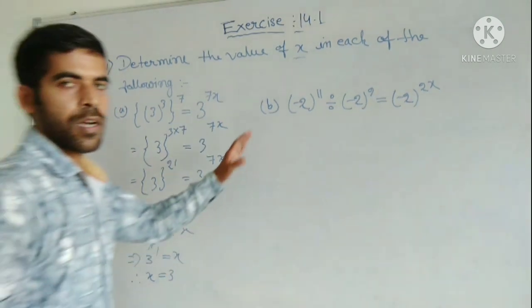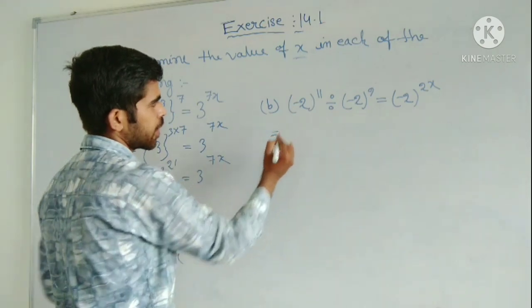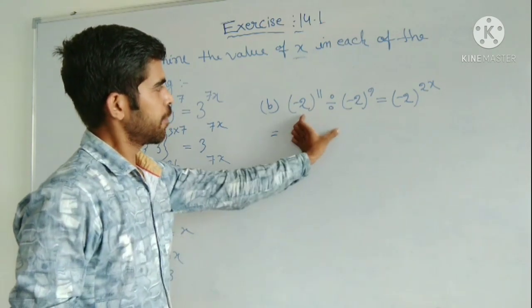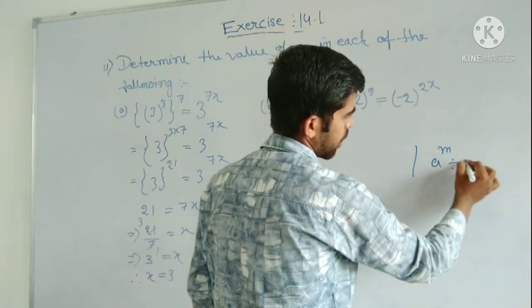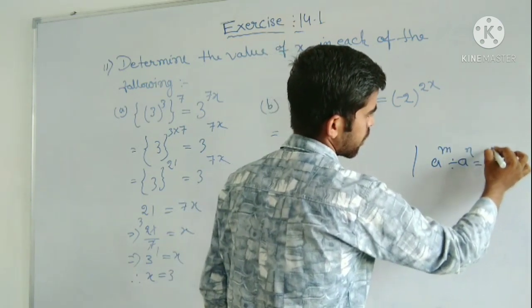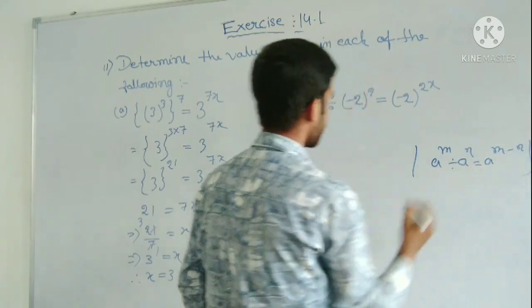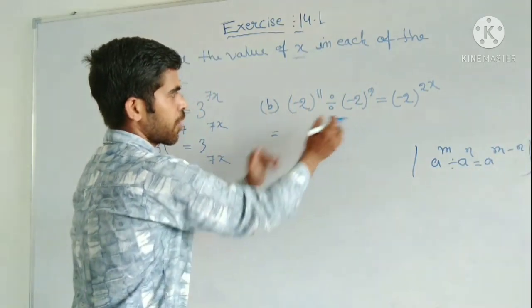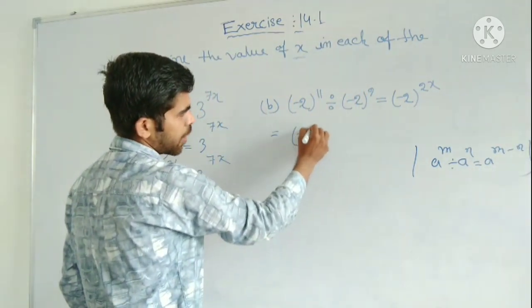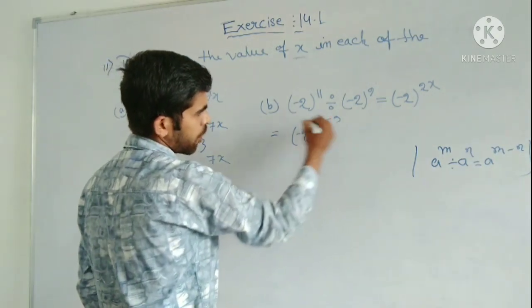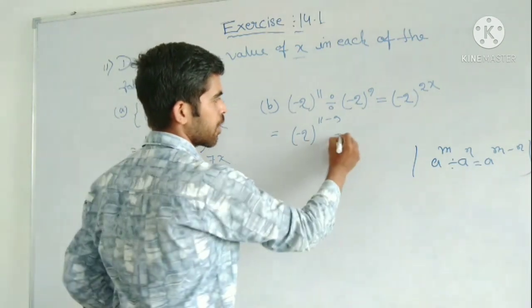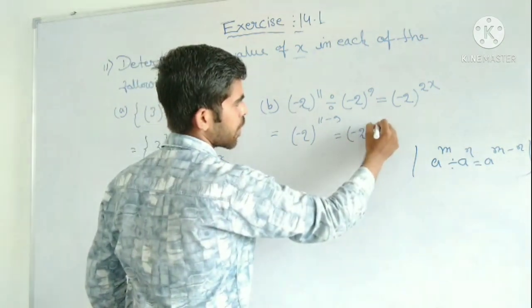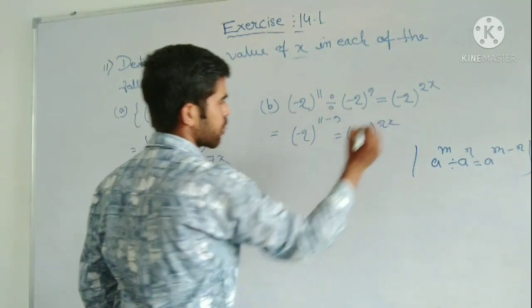Now see question number B. Here we will use the laws of exponents. If there is a divide sign, then the exponent is m minus n. Here you see the bases are equal, so you write the exponents with a minus: 11 minus 9, because the exponent is 11 and there is 9, and there you write 2 to the power 2x. You have to find out the value of x.